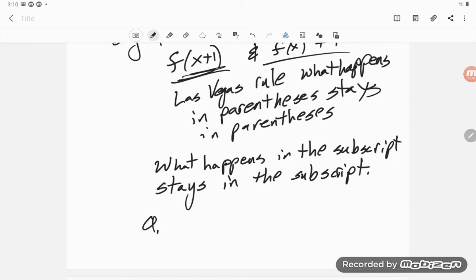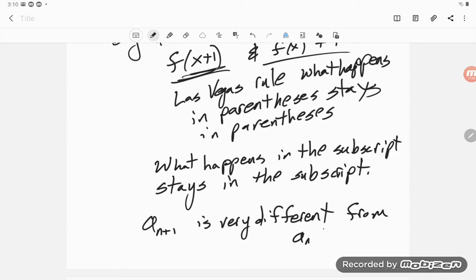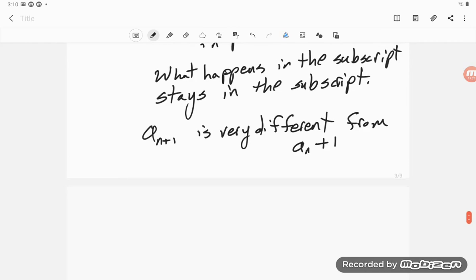So a sub n plus 1 is very different from a sub n and then plus 1, like that. Very, very different things. And this is talking about a function. It's a function of, you know, this index thing in n and n plus 1 and so forth.